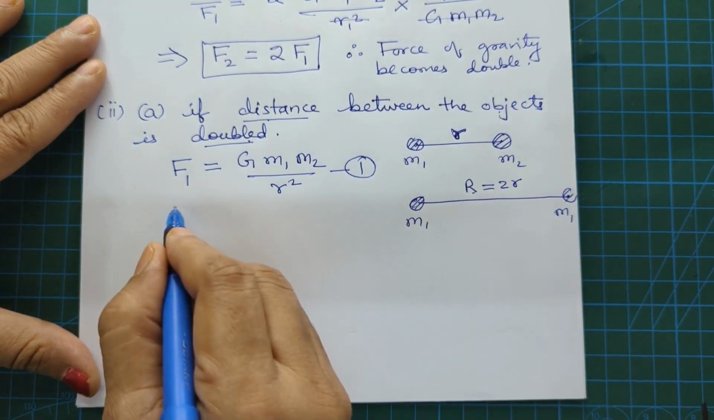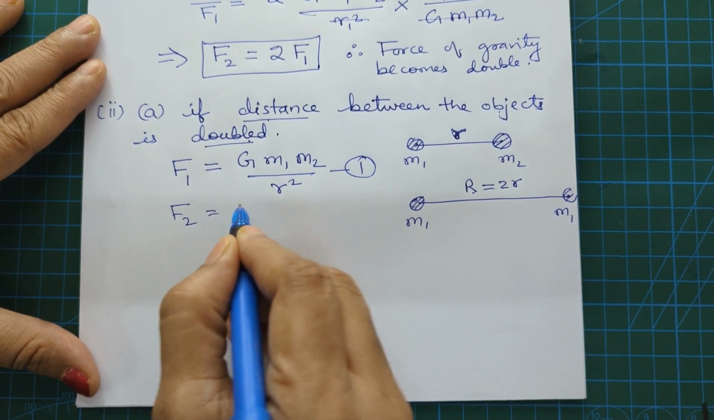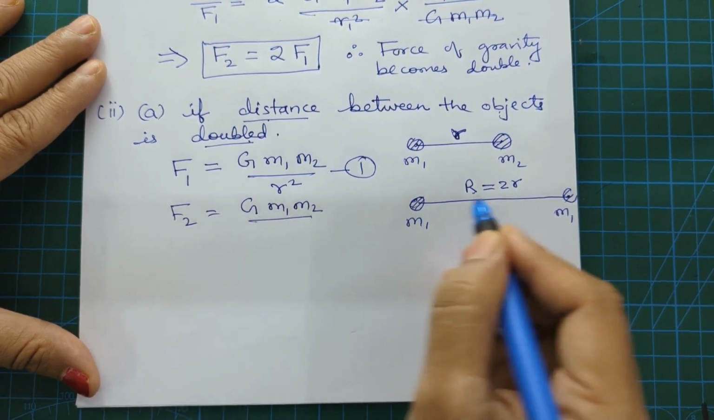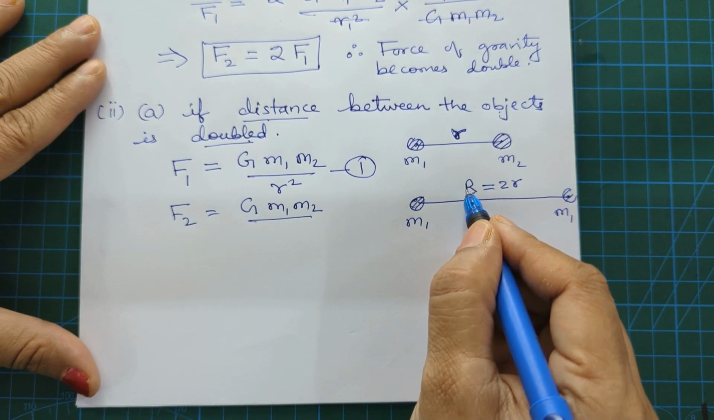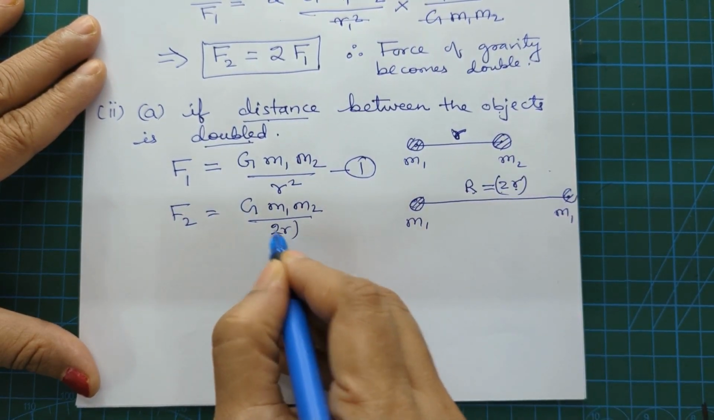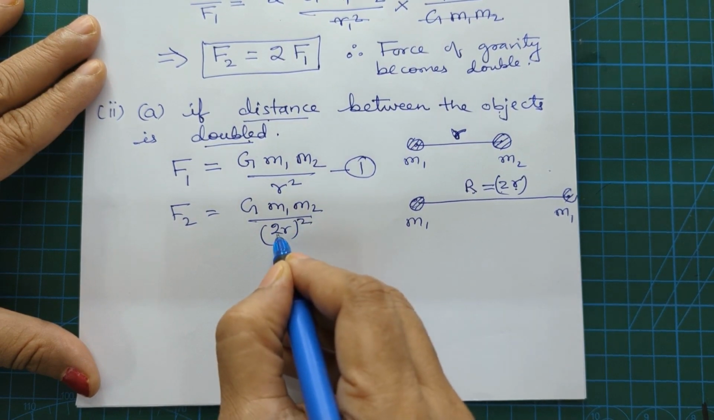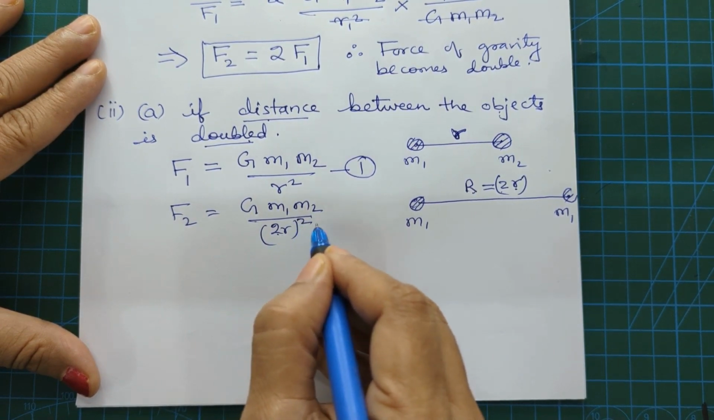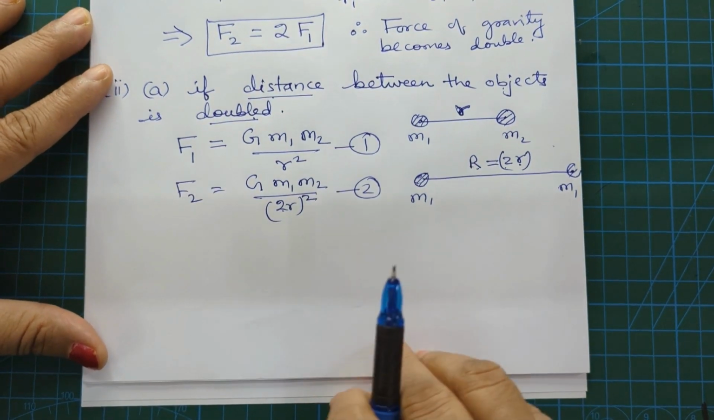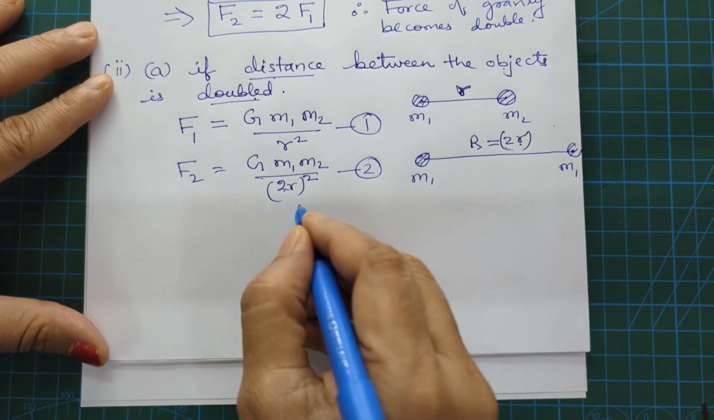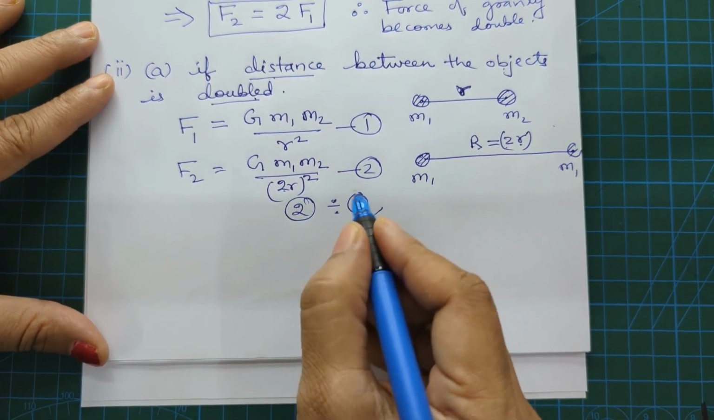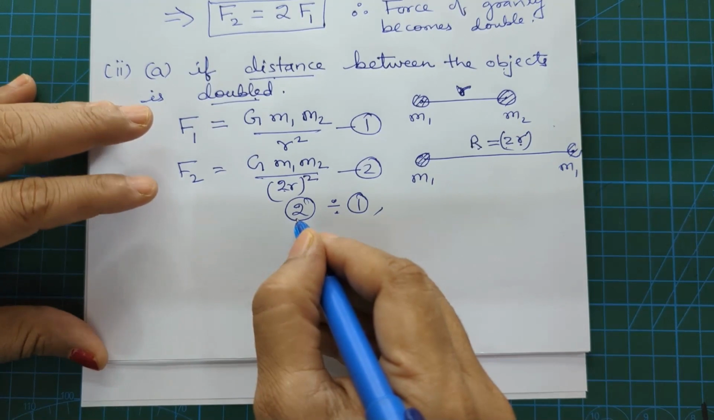Now the distance is doubled. So there is a new force of gravity between the same masses, G m1 m2, but the distance of separation is capital R square, which I can take as 2r whole square. Twice r, the distance is doubled, but it is an inverse square law, so the square remains. Equation 2. Whenever we are asked to compare, we have to divide. So now equation 2 divided by equation 1. You can also divide equation 1 by 2, but I am dividing equation 2 by 1.